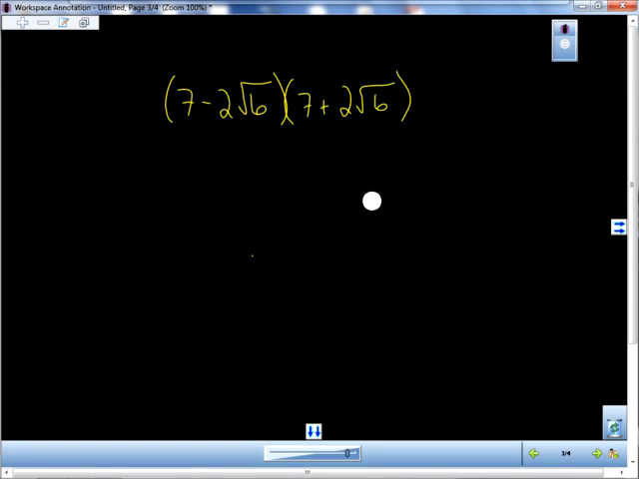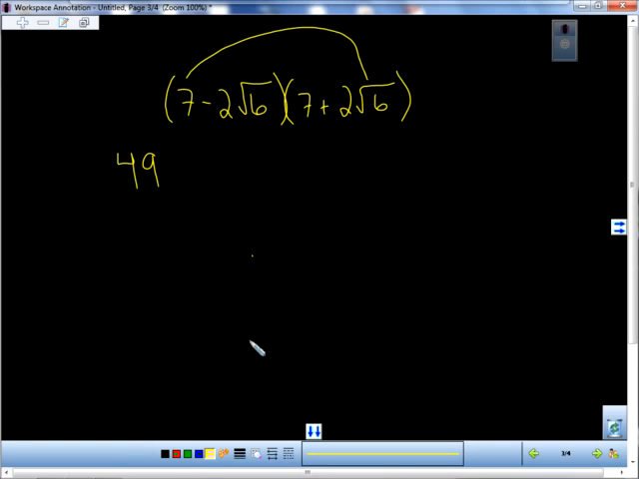Okay, so if I FOIL this problem up here, first term, 7 times 7 is 49. Outsides. On the outside, I have 7 and I have 2 root 6. So I have 7 times 2 root 6. It's going to give me 14 root 6. So I multiply the coefficients together. 7 times 2 is 14. So plus 14. And I multiply the radical parts together. Well, there's just a root 6. It's kind of like 1 times x is just x. So we just have root 6.